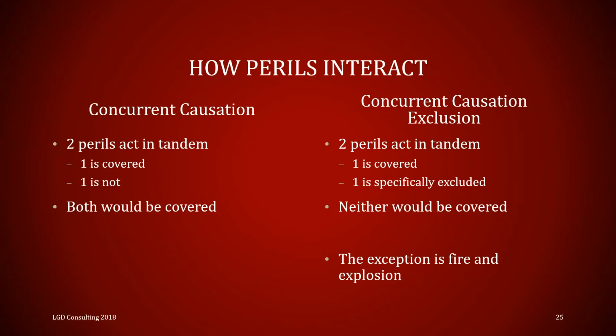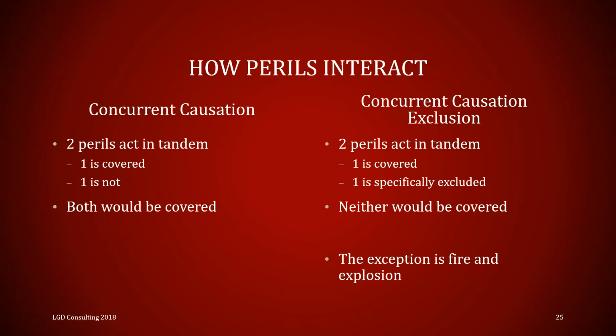But lightning caused the fire. In order to put the fire out, we did water damage. So you have two perils acting in tandem, fire and water damage. They work together. Even though one is covered, fire, and one is not, water damage, since they work together, both are going to be covered. That's what concurrent causation is about.